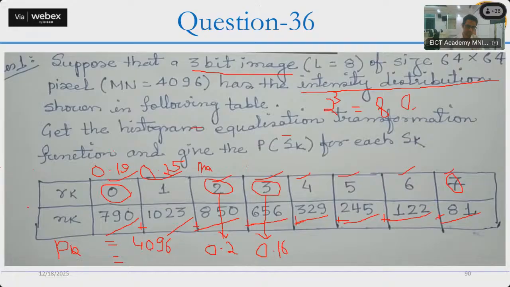See, this is 0.2. Here it is 0.44, CDF. What about this one? It is 0.64. What is this value? This is 0.8.